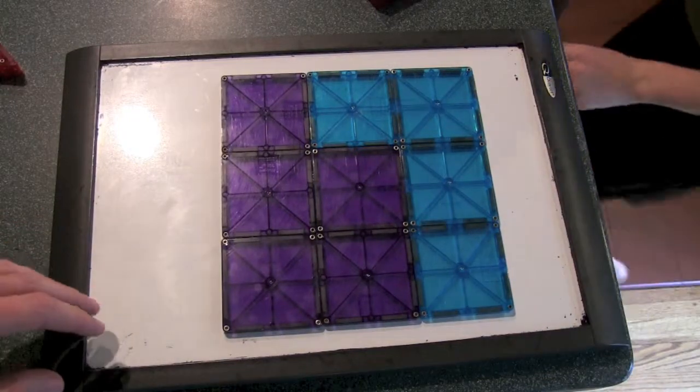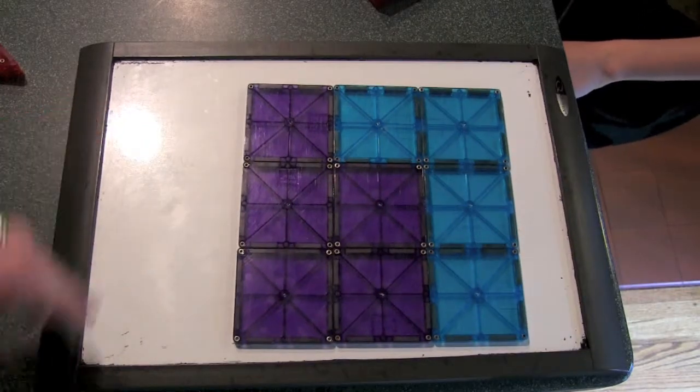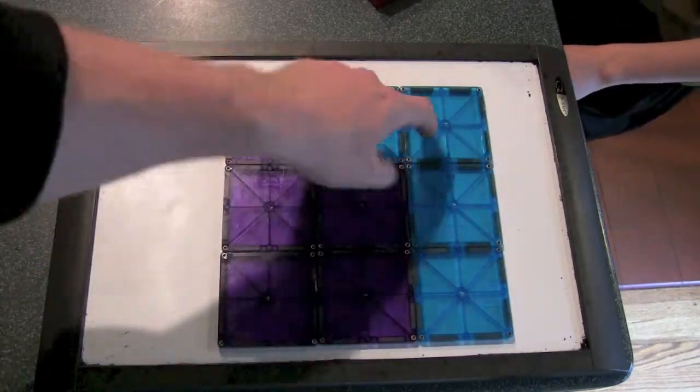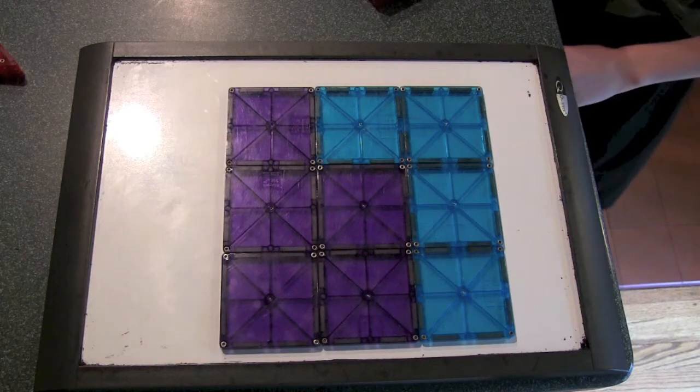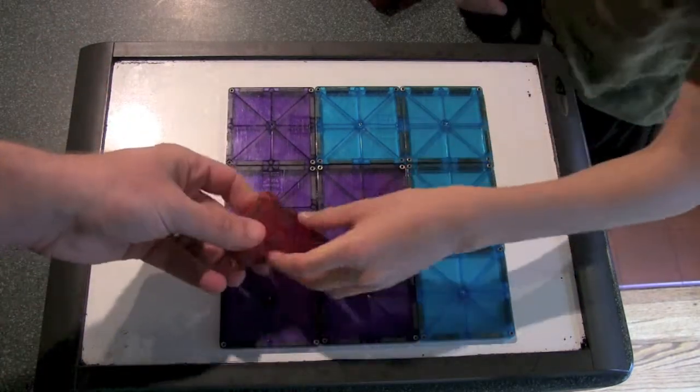Okay, so here we have our 27 by 27 yard, and because we were dividing it up into three, we used 3 dark squares. Yep. And that's the whole yard. Yeah. And we're going to use light ones, so we've got some red and orange ones.